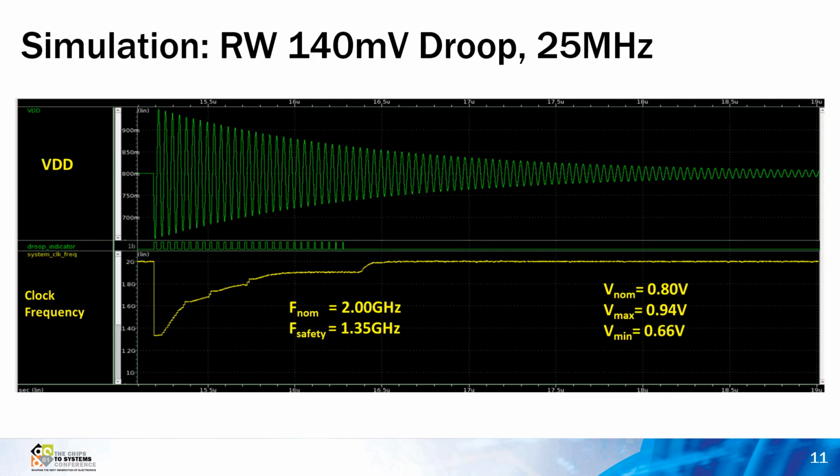This simulation result is similar to the real-world example shown previously. A damped 25 MHz sinusoid is applied with an initial droop of 140 millivolts. We again see the rapid reduction to 2/3 of the operating frequency, followed by a ramp recovery to intermediate frequencies. When the voltage has consistently recovered above the program threshold, the operating frequency is restored.